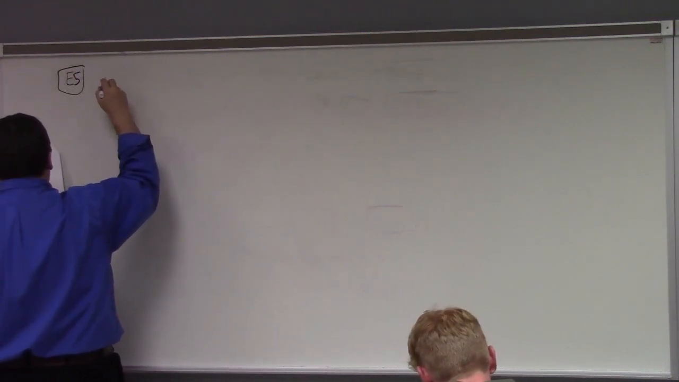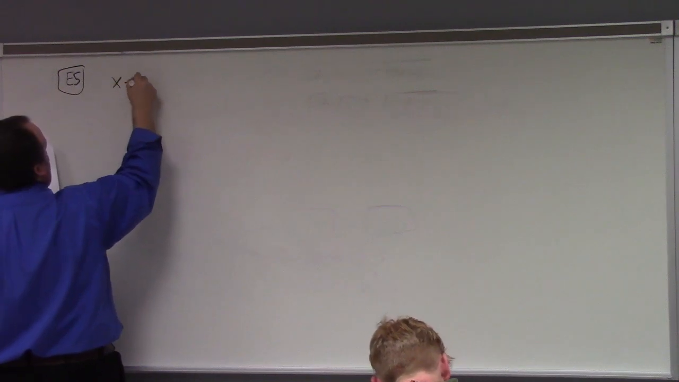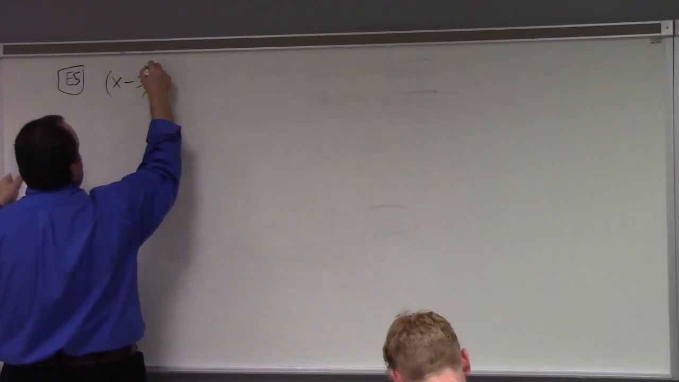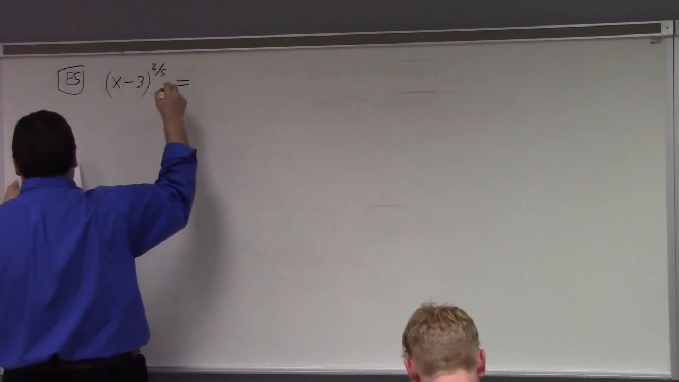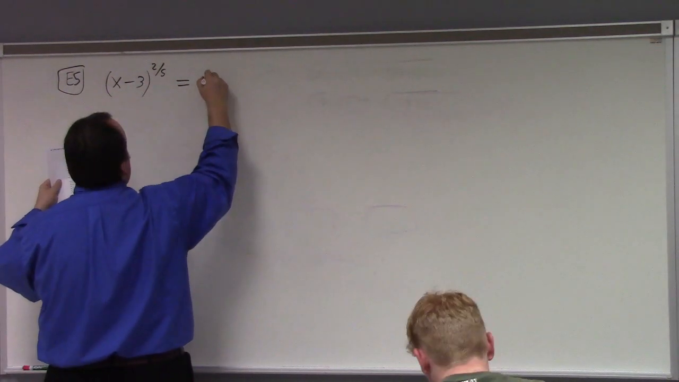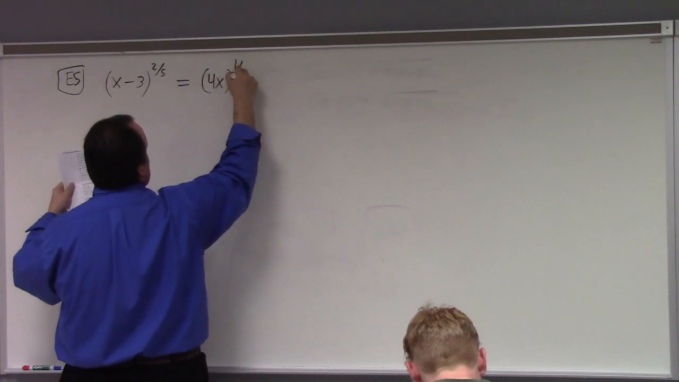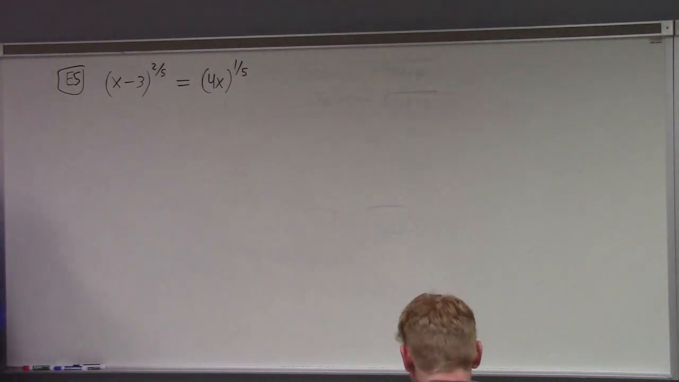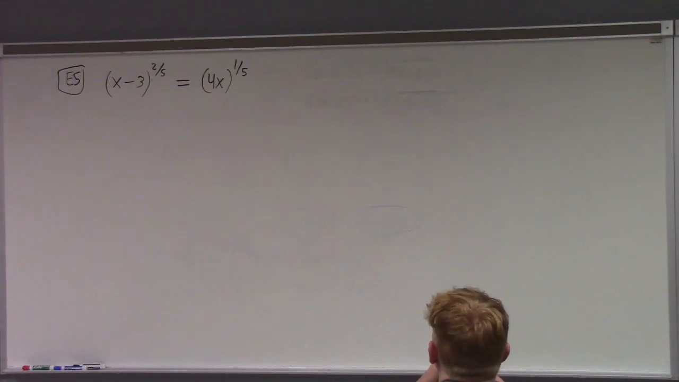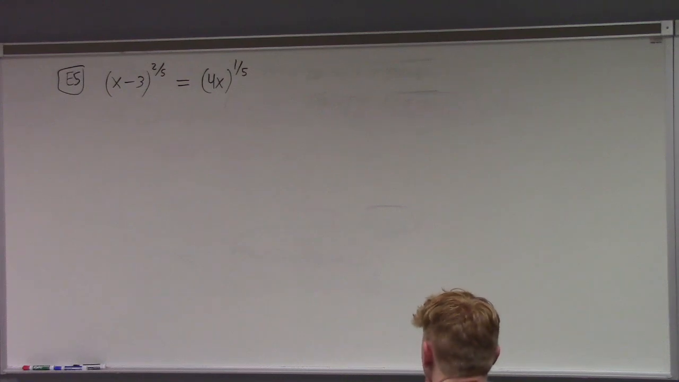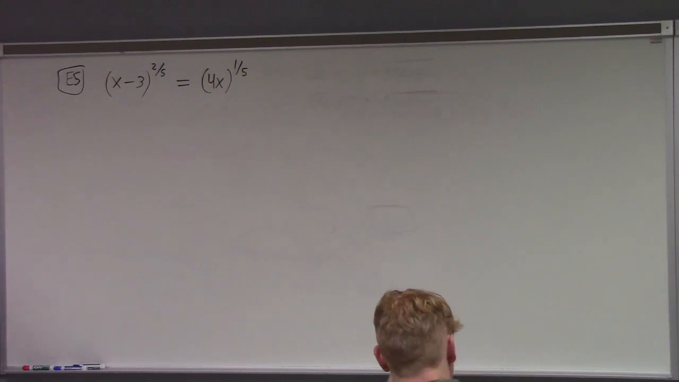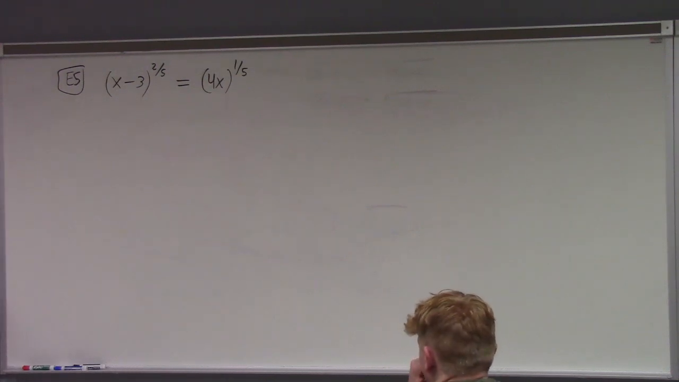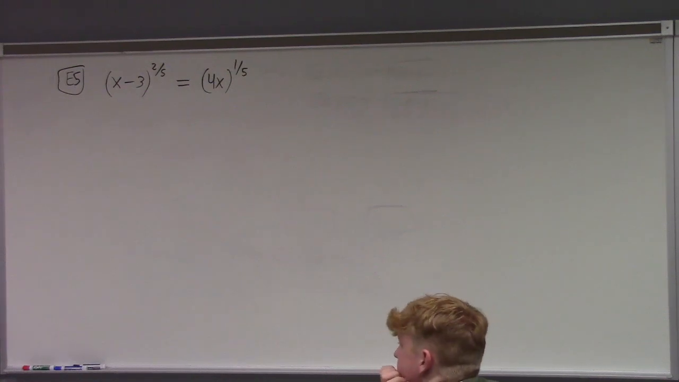Example 5, we have x minus 3 to the 2/5 equals 4x to the 1/5. Last time I had one where we just raised the equation to the reciprocal power to make it nice, right? This one, I've got different powers. If I raise it to the 5th power, I get rid of the 1/5, but if I raise it to the 5/2 power, I don't. What should I do?